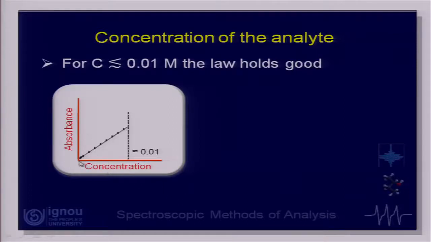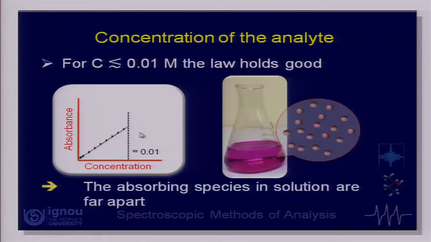That is, if I start from here, say 0 concentration to about 0.01, I find a straight line, that is my absorbance is increasing linearly with the concentration. This happens because at such low concentrations, in this sample I have shown here, potassium permanganate, the analyte species are quite sparse. They are distributed away from each other, and there is not much interaction expected between the absorbing species.